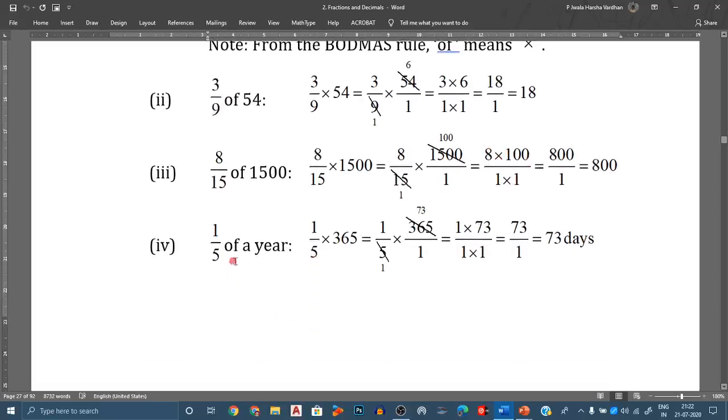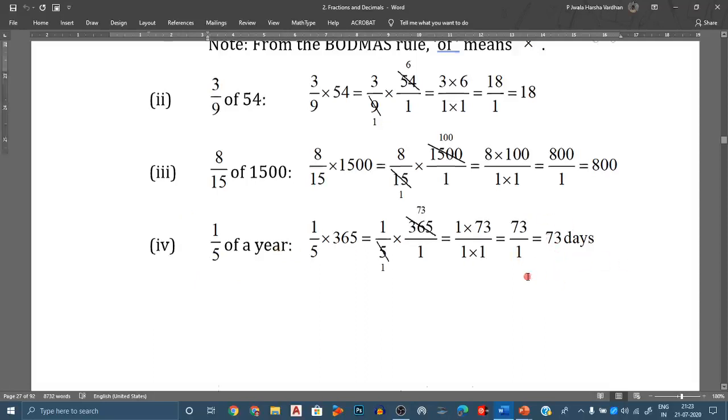Okay, next 1/5 of a year. For 1 year, you have 365 days. It is given in the form of just year only. You can write in the form of numbers as 365. Of means into, so 1/5 of 365 means 1/5 into 365 by 1. You can cancel 5 and 365 using the 5 table. So 73 times it divides. So 1 into 73 by 1 into 1, which gives 73 by 1, which is 73 days. So 1/5 of a year means 73 days.